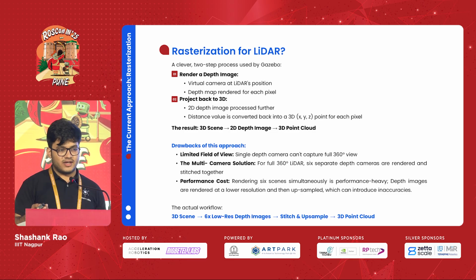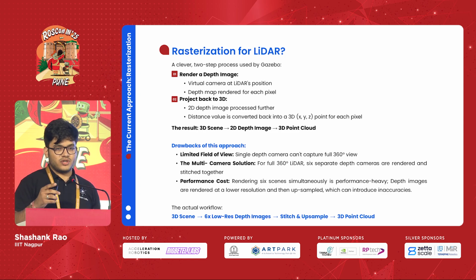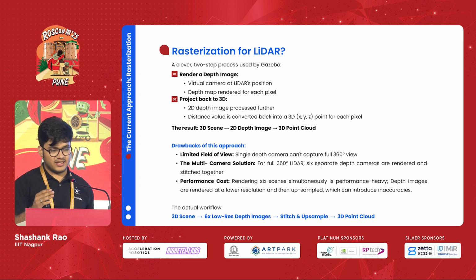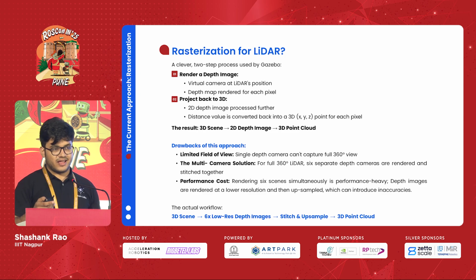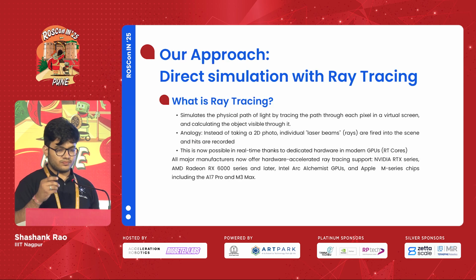But the reality of it is, of course, a 2D camera cannot capture the whole 360-degree view like a LiDAR. So actually, up to 6 cameras are placed, and all of them render 2D images, and then all of the outputs are stitched back together into a 360-degree point cloud. And obviously, when the mathematics gets complicated, multiple errors are introduced. So that is why we have come up with a new approach, ray tracing.